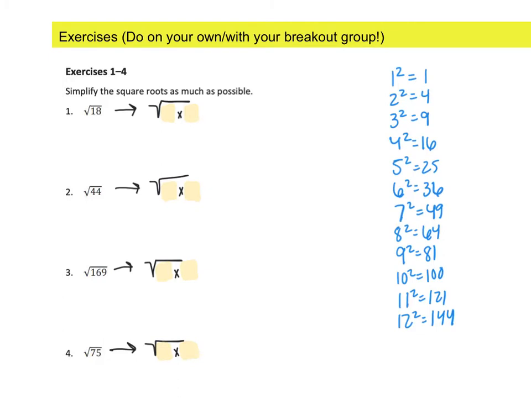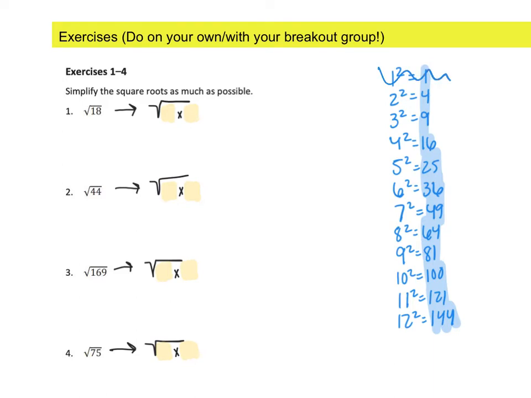All right, by now you should have been able to break down some of these square roots and simplify them. So the first one, I have the square root of 18. I'm looking at my perfect squares over here. Do any of these numbers factor into 18? Well, 1 does, but that's not going to help us. In fact, 1's never going to help us, guys, so I'm just going to cross this one off our list.